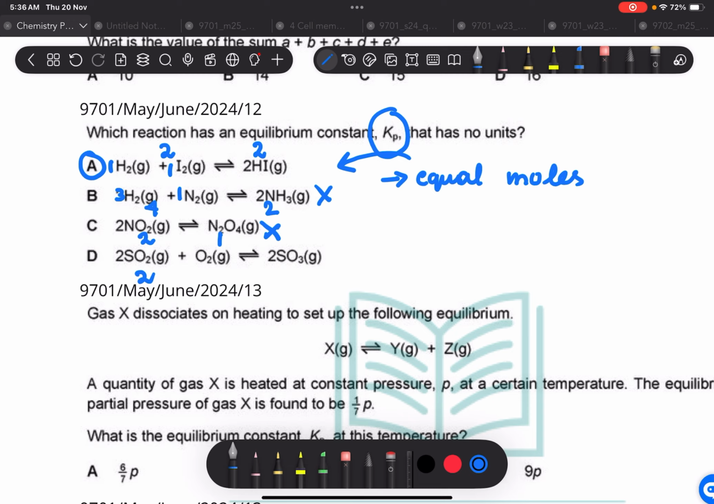2 moles here, 1 mole here, 2 moles here. No, a total of 3 on this side and 2 on this side. That's not acceptable.